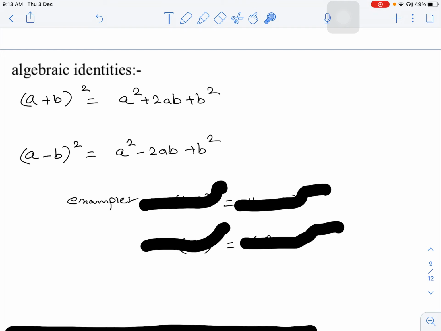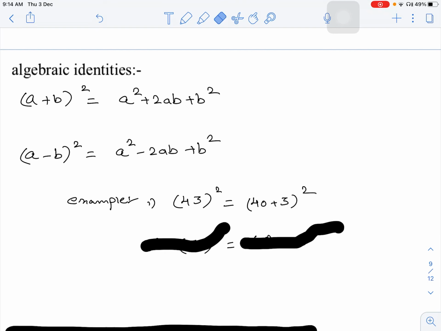Now how to use this, or when to use this one? For example, if we have a number and we have to find the square of 43, we will write this 43 in terms of either a plus b or a minus b, whichever is convenient for us. Right now we can write 43 as (40 plus 3) bracket square. Here 40 will be our first term, 3 is our second term. Then by using this formula we can easily find its square.